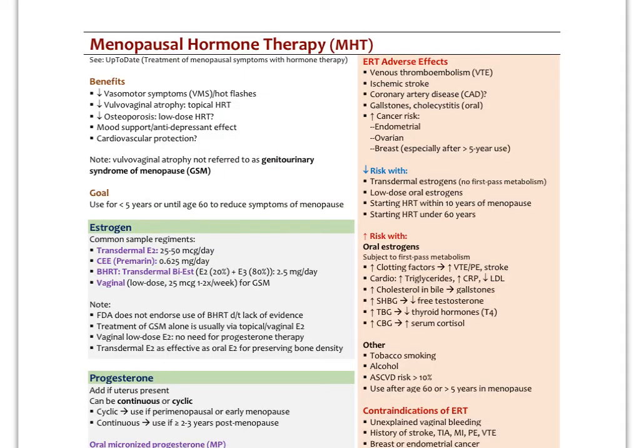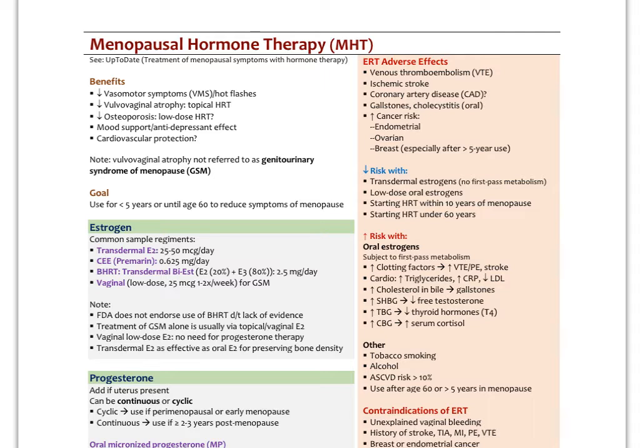Now, one area where we see the hormone replacement therapy used is in menopause, and I'll talk about menopause in depth in a later video. But I want to say a little bit about just using HRT in menopause here. So the benefits would be to reduce vasomotor symptoms, hot flashes and whatnot, to reduce vulvovaginal atrophy. And typically, I'll talk about that here.